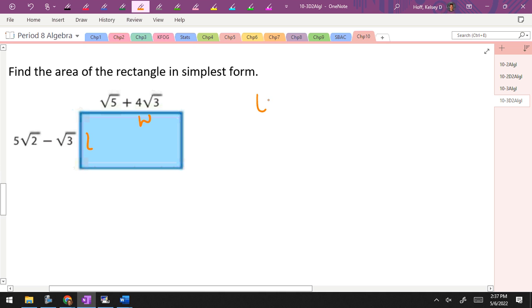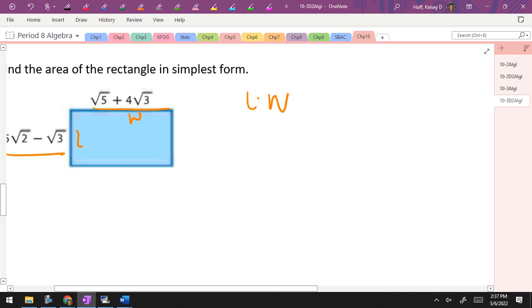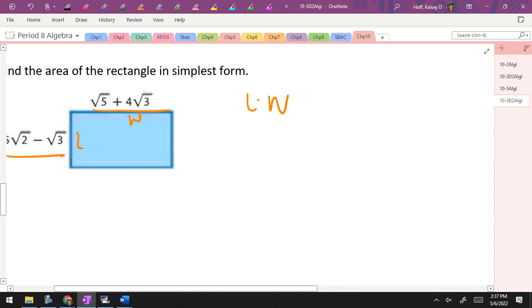So if I'm taking length times width here, and you designate one of those sides, like if this is my length and this is my width, we're going to multiply those two together. This is not a time to get fancy on me and not show work. I'm going to do it in my head, Mrs. Suter. That is great if you could do that. You better be writing it out. 5 square root of 2 minus square root of 3, that whole thing times square root of 5 plus 4 square root of 3.